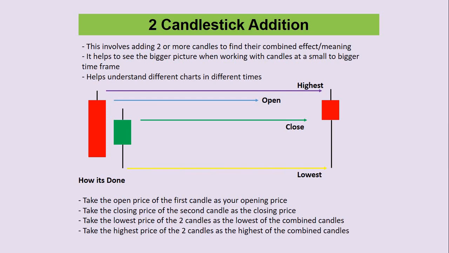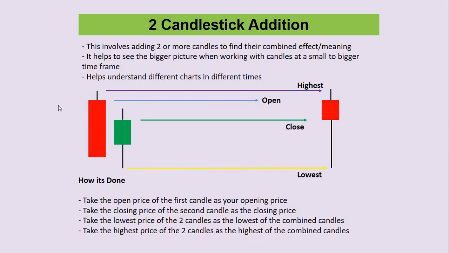So you would ideally have two candles that you will be looking at. Then you want to see what the combination of those two candles would entail. So the first thing you need to do is to look at the opening price of the first candle. So in this case, you have got the red candle. You are going to take the opening price and make it the opening price for your combined candle.